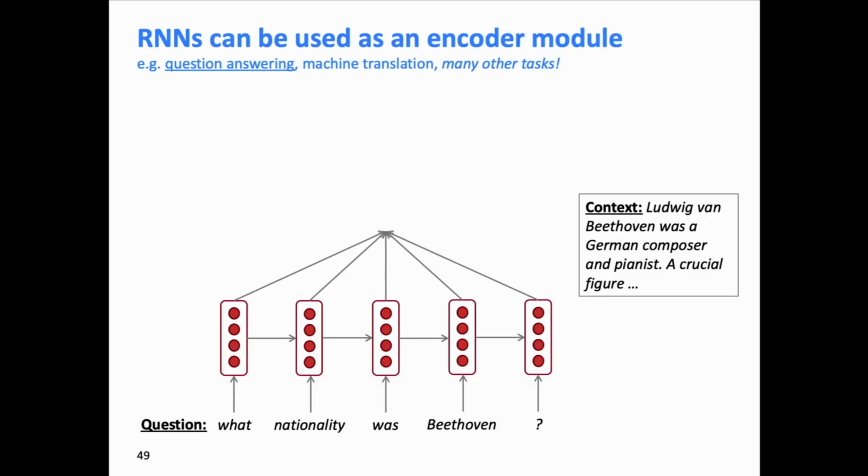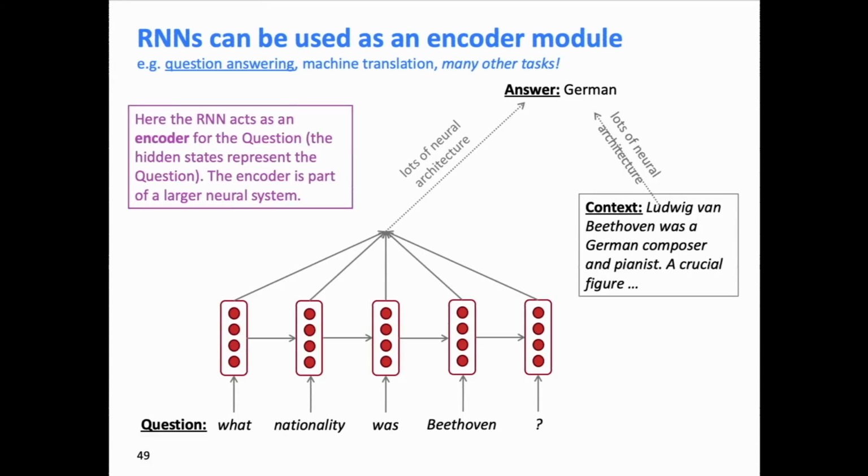So what you might do is use an RNN to process the question, "what nationality was Beethoven?" And then you might use those hidden states that you get from this RNN over the question as a representation of the question. I'm being intentionally vague here about what might happen next, but the idea is that both the context and the question are going to be fed in some way, and maybe you'll use an RNN on the context as well. And you're going to have lots more neural architecture in order to get your answer, which is German. So the point here is that the RNN is acting as an encoder for the question. That is, the hidden states that you get from running the RNN over the question represent the question.